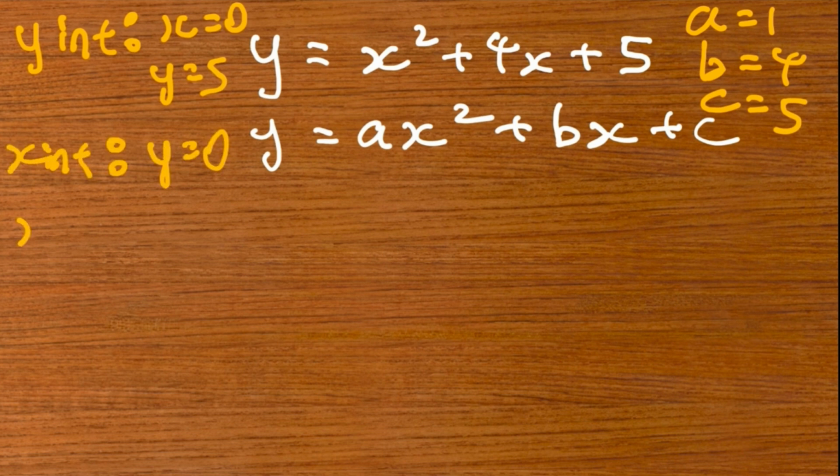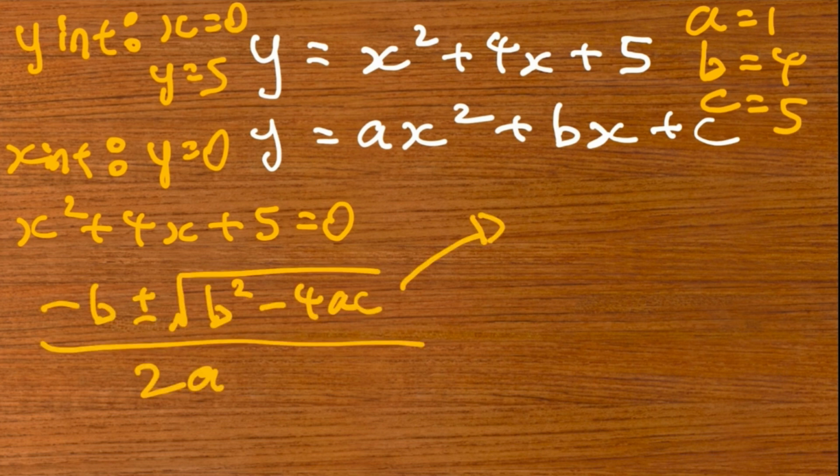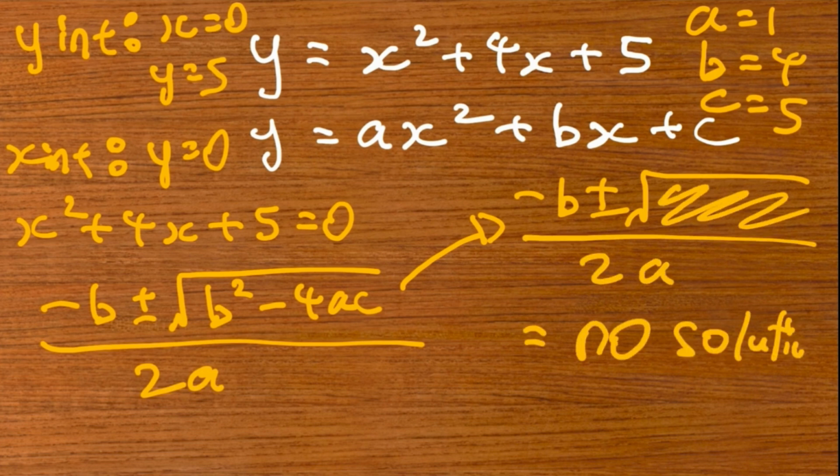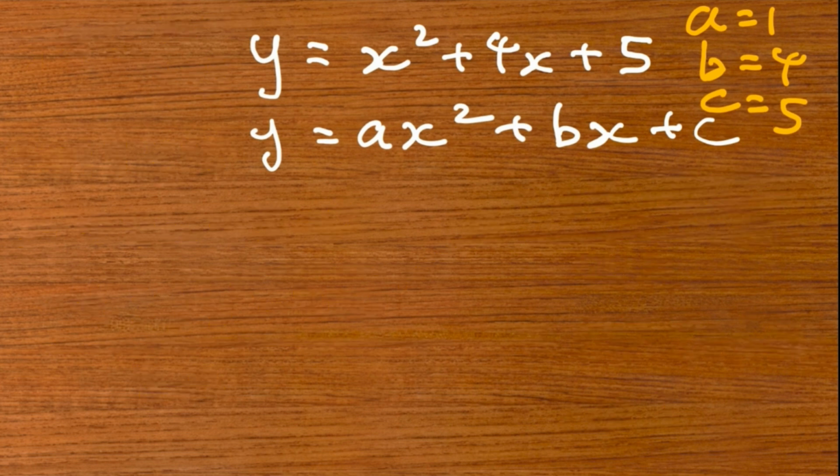So we have x squared plus 4x plus 5 equals 0. Applying the quadratic formula, we'll notice that since b squared minus 4ac is negative, we can't square root a negative number, so there are no solutions or no roots. Now let's move on to find our vertex.